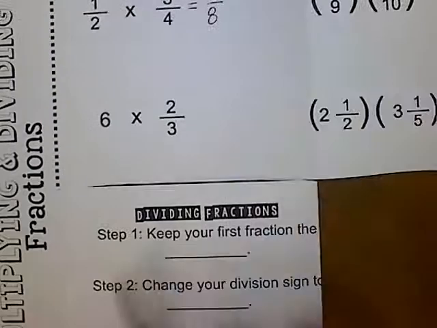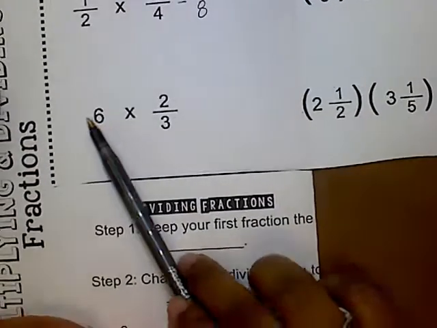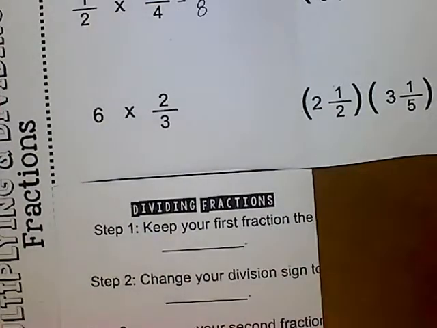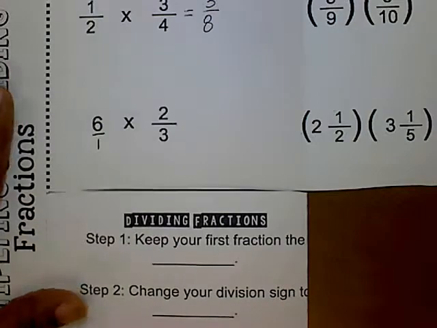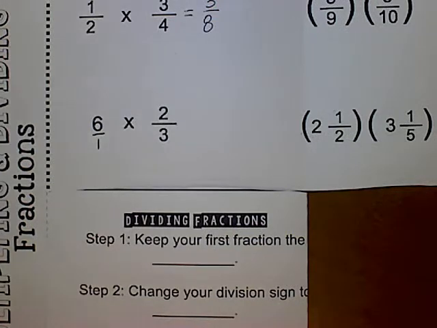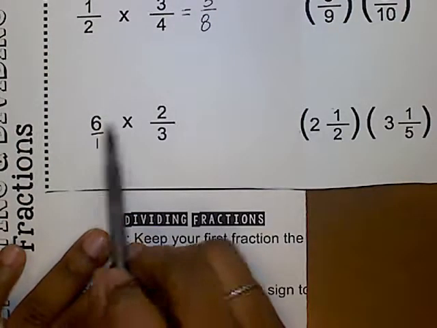Moving down here, when you have a whole number, don't let whole numbers trick you or fool you. You're just going to turn it into a fraction because all whole numbers go over 1. All whole numbers are over the number 1. Because 6 divided by 1 is 6, 2 divided by 1 is 2, 10 divided by 1 is 10. So again, all whole numbers can go over 1, and then you just multiply going straight across.